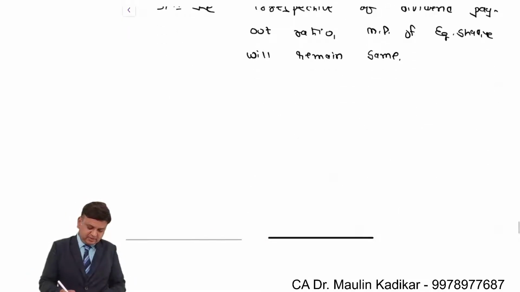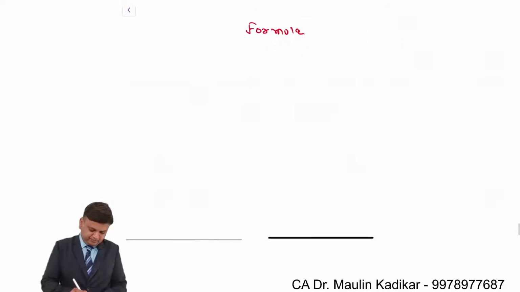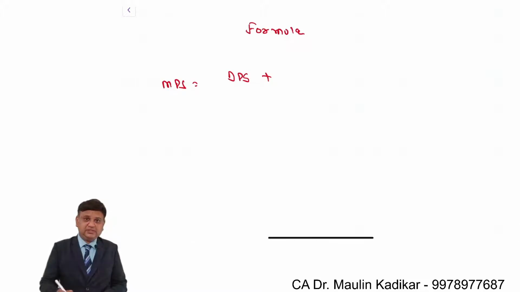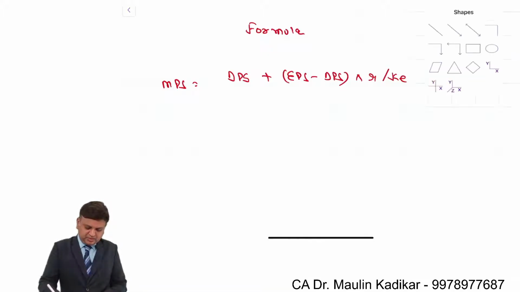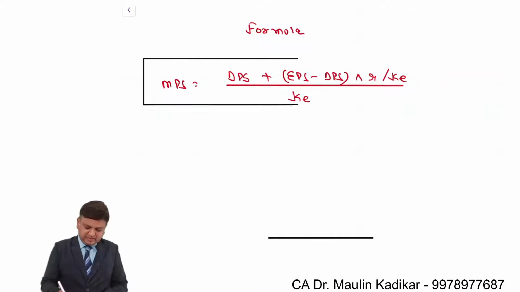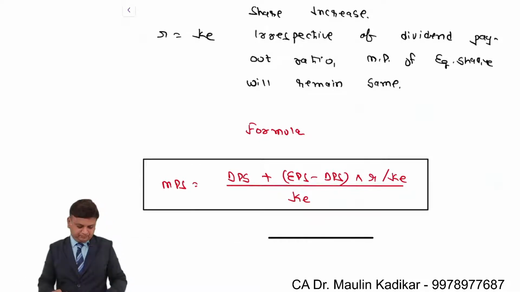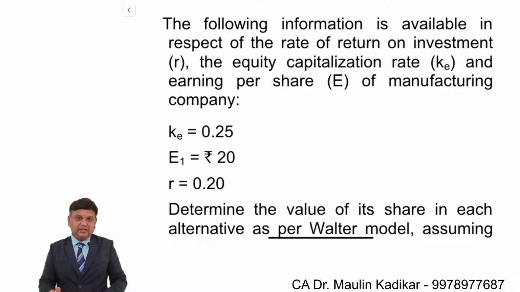Then write down heading formula. Market price of the share is equal to dividend per share plus earning per share minus dividend per share into R upon K, whole upon K. That is the way market price of the equity share can be calculated. Let us see our next question.